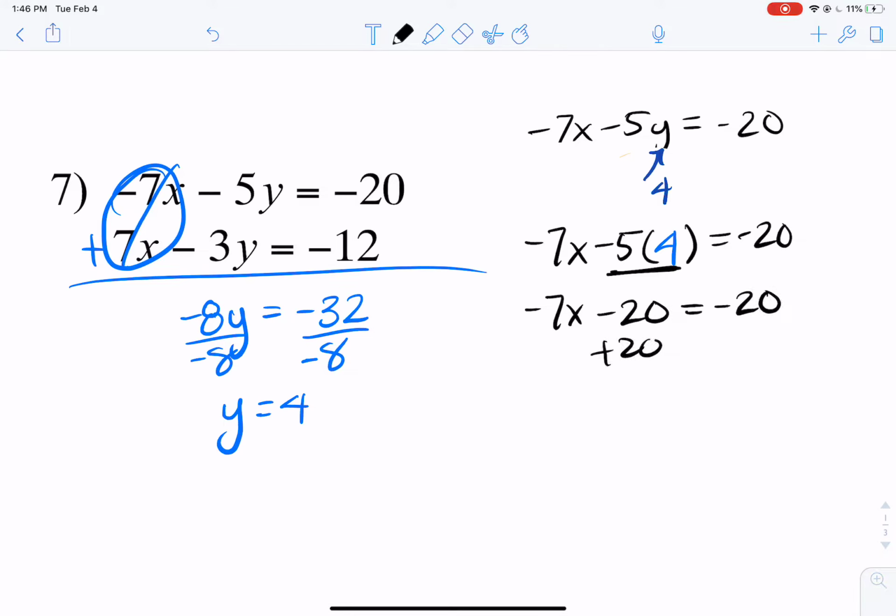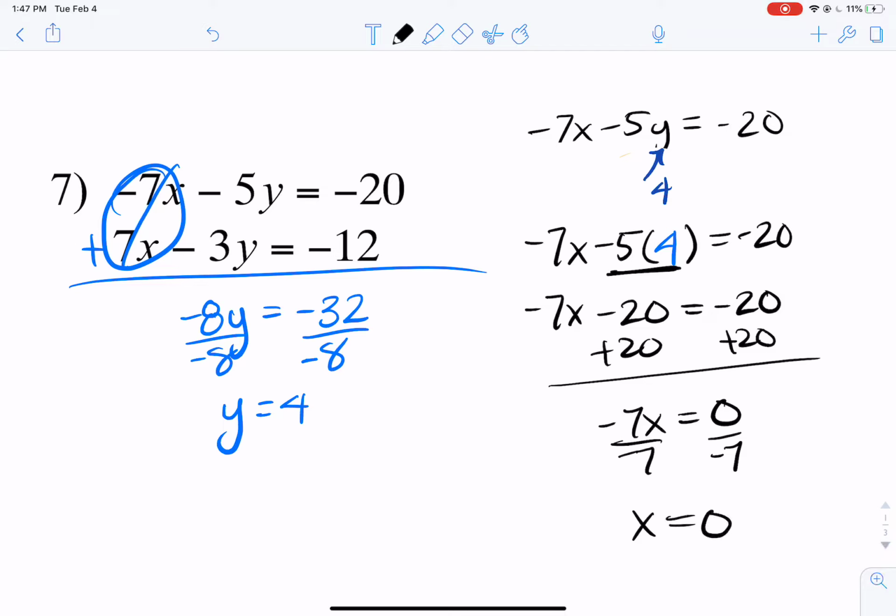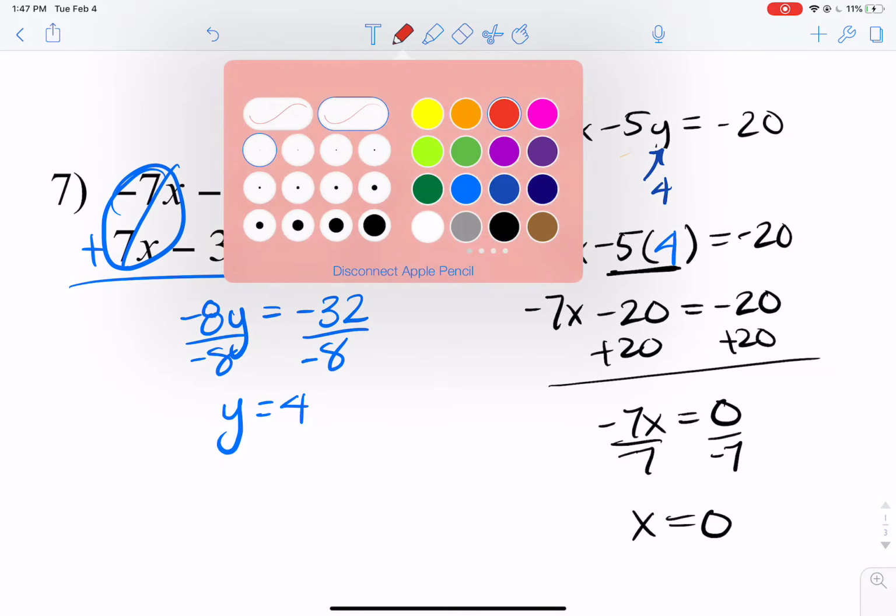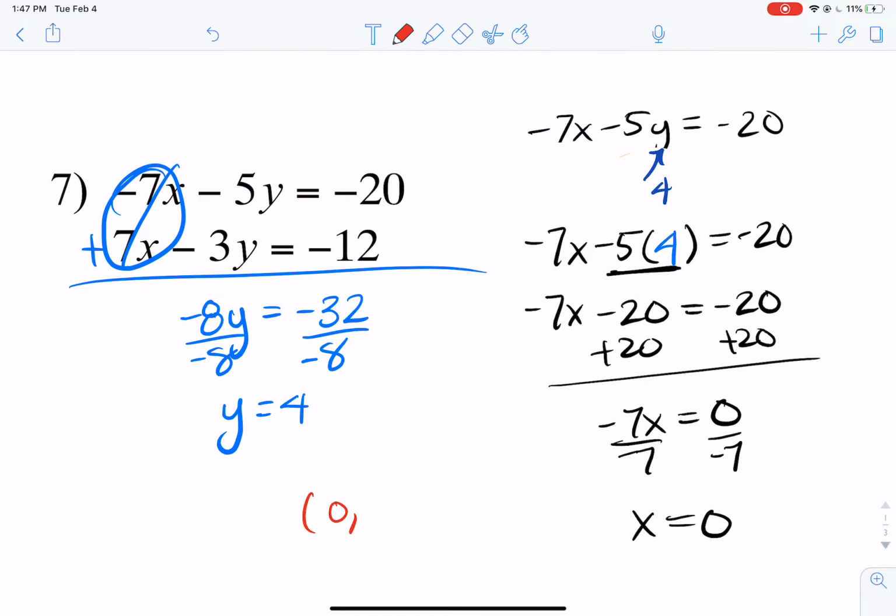So when I add 20 to both sides, I'm not going to get negative 40. What I should end up with is 0. So when I divide by negative 7, the value of x is 0. 0 divided by anything, even negative, is still going to just be 0. So the solution for number 7 should be that the x value is 0 and the y value is positive 4.